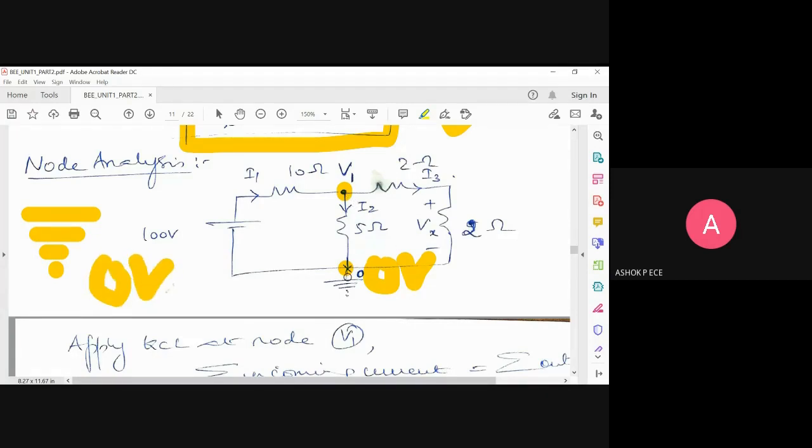Okay, so I have two nodes here. I'm naming one node as V1. I'm naming the other node as 0 volt. And you have to mark the direction of current in the nodes, how many ever current is coming and how much ever current is going out. You have to mark the direction of current.